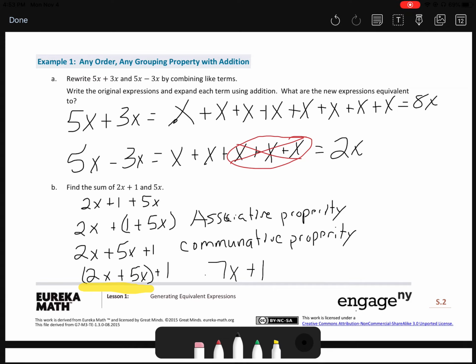So why did we use the associative and commutative properties of addition? We were able to reorder, like we did here, and we were able to combine like terms so that I can make it a much shorter problem. I made it 7x plus 1 instead of having all these. I believe 7x plus 1 is much simpler to solve.